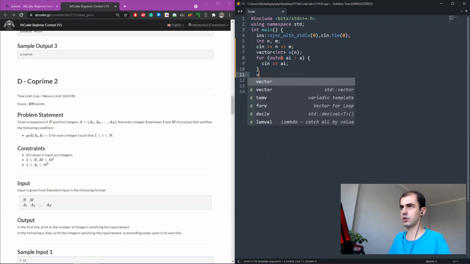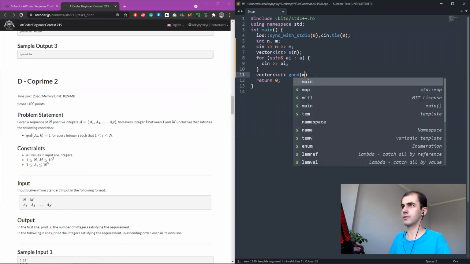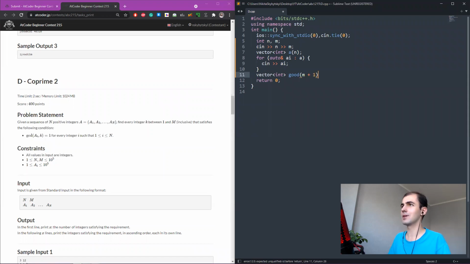Should I do that, or should I think I should do that. So get of size m plus 1 will denote whether some value is good or not. The way we are going to solve the problem is we want to find all prime divisors of AI, because k is coprime with all AIs if and only if it is coprime with all their prime divisors.